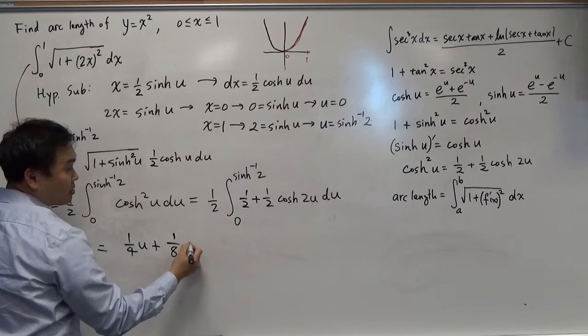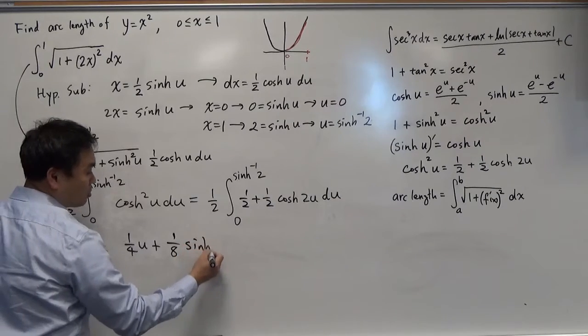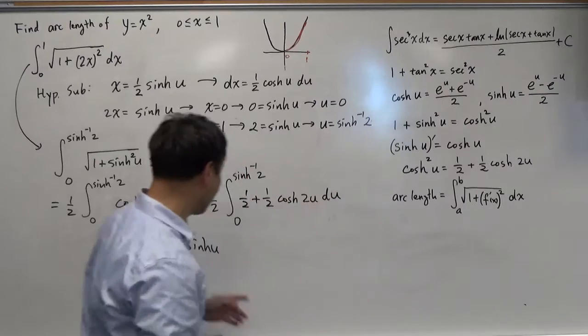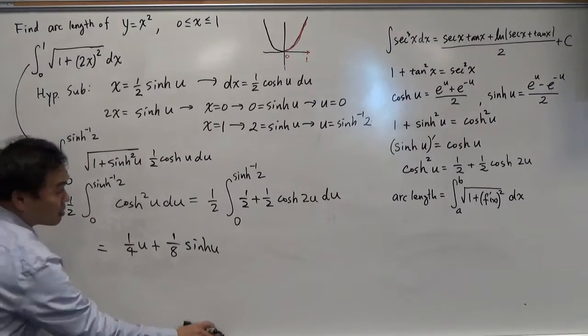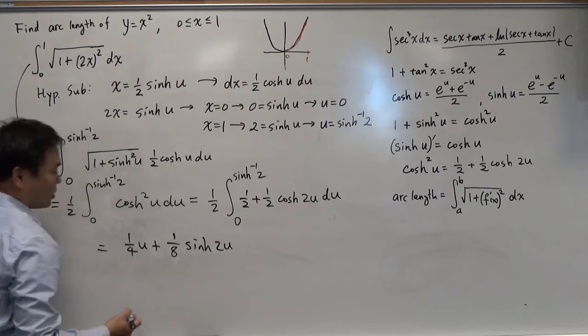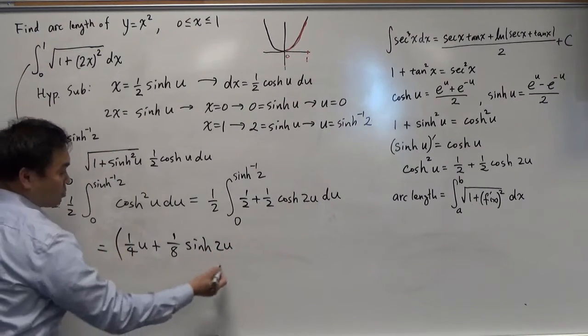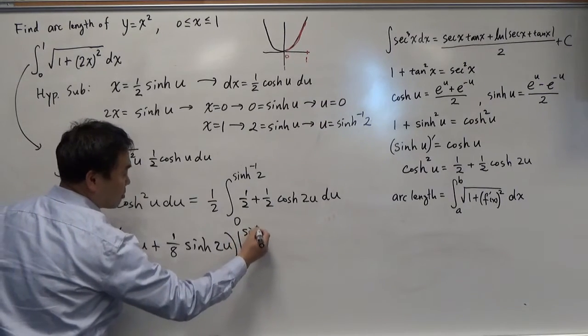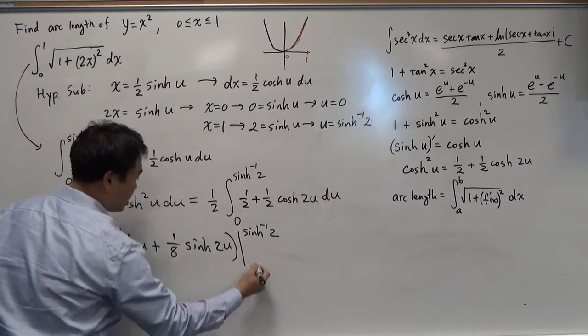And cosine integrates to sine hyperbolic of u. That's because if you differentiate sine hyperbolic, you get cosine hyperbolic. So the antiderivative should be that. I forgot to put the 2 there. And then now what you have to do is plug in sine hyperbolic inverse of 2 and then 0.